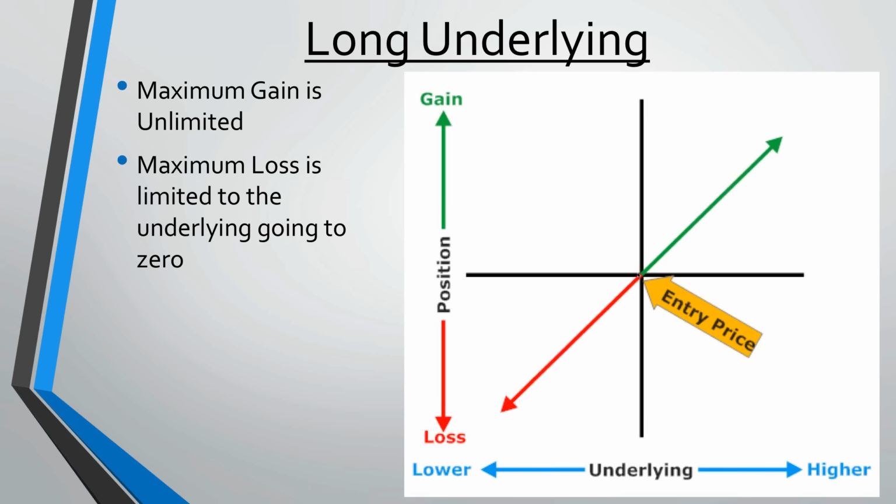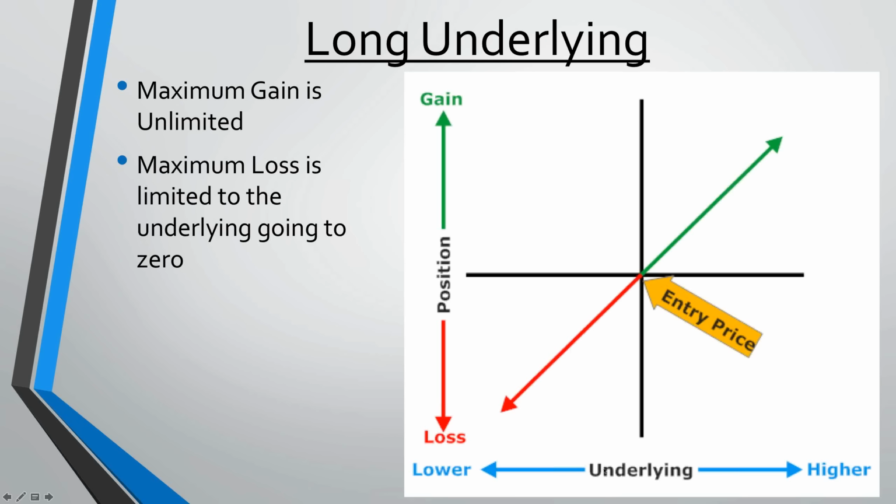Remember, this is not a binary or a spread position. This is a position in the underlying. So if you went into the crude oil futures contract, your maximum loss is if crude oil goes to $0.00, and your maximum gain is unlimited. If crude oil goes to $1 million a barrel, you've made that much money on that trade. So this particular diagonal line shows you your position.